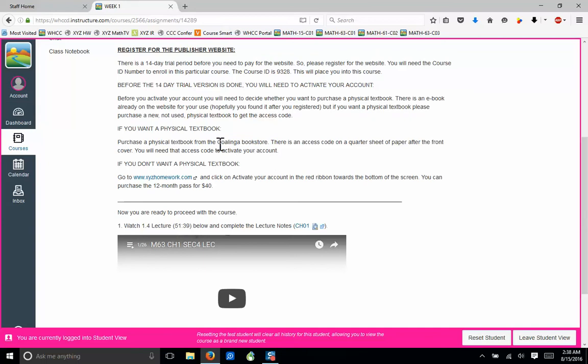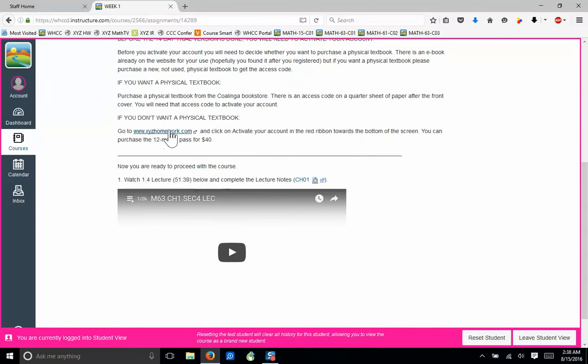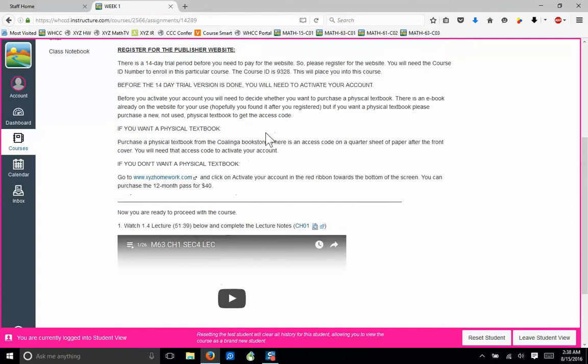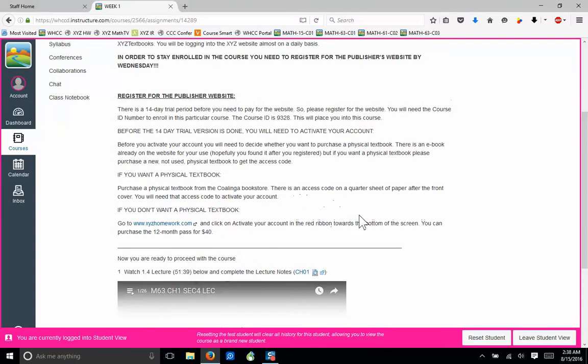All right, unless you already have an access code and you just need the book, then yes, get the used book. But what happens on the publisher website, there's actually an ebook already there. So if you say, Mr. H, I don't need a physical textbook, I can work with an ebook, it's no problem. In this case, you just want to go to the xyzhomework.com site, register, get everything all done, and then within the 14-day trial period, just pay the $40 to have access for 12 months.